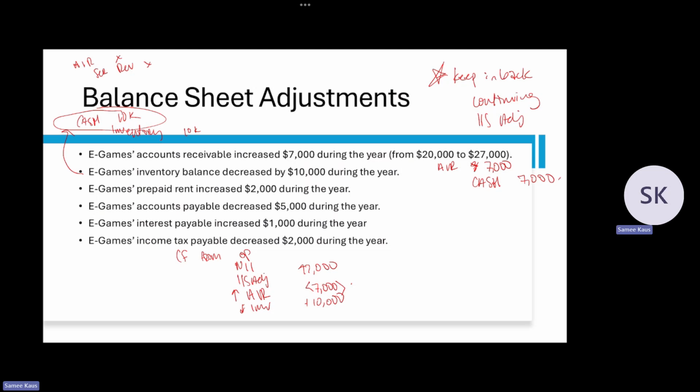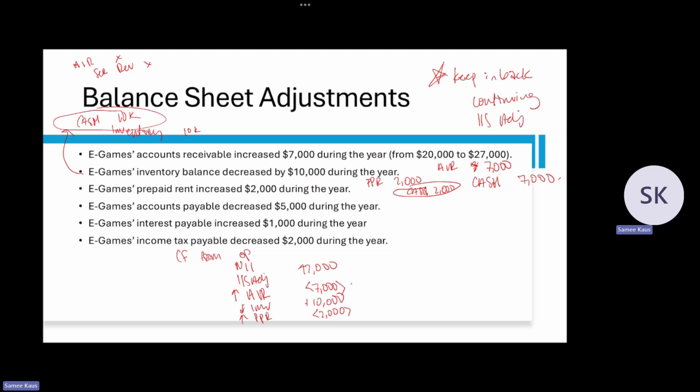Okay. Prepaid rent increased by 2,000. So I have an increase in prepaid rent. I have an increase in a current asset. So what does that mean? I have to remove that or subtract that out. See if you can apply the same process that I've been doing. Okay, this is the last one that I'll do it for. My prepaid rent increased by 2,000. I plug cash. So that means that my cash has to have gone down by 2,000.